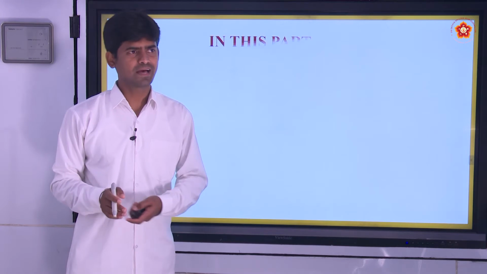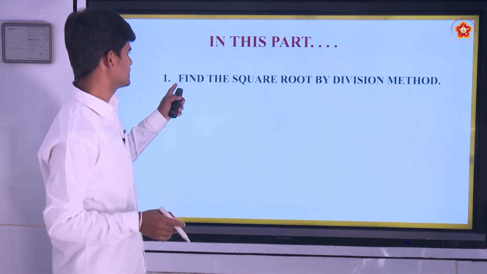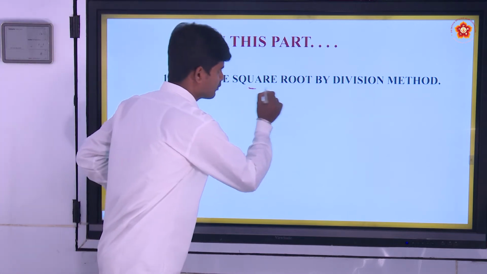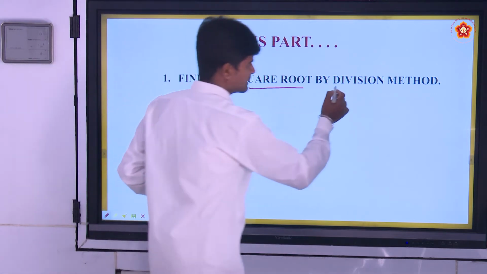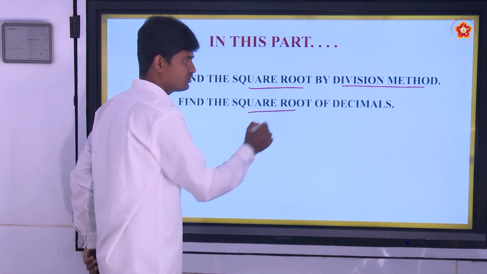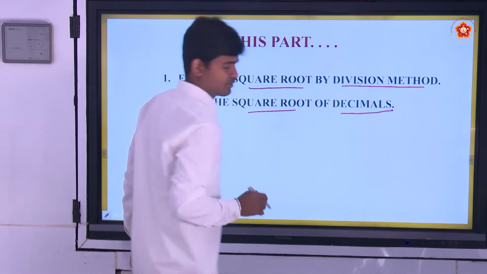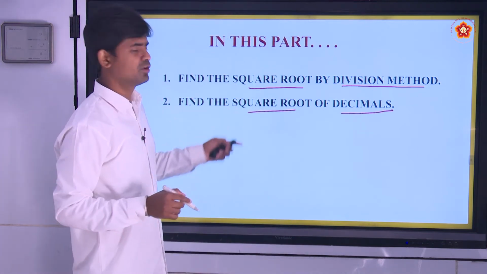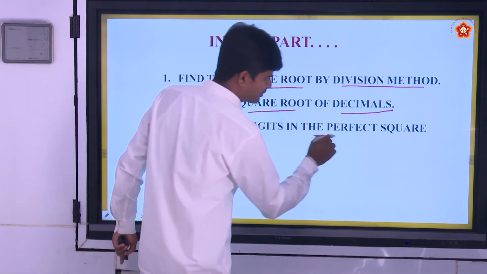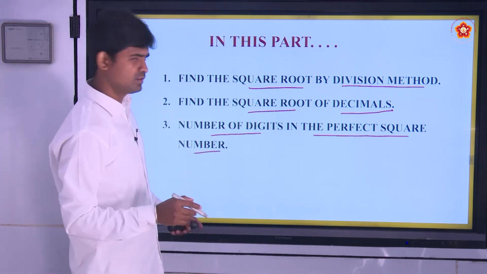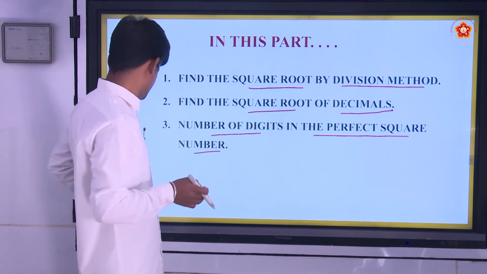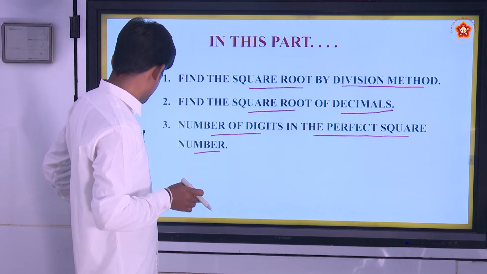Next, in this class we study how to find the square root by the division method. In this method, find the square root by which method? Division method. Second one, find the square root of decimals. You have to find the square root of decimals. Next, the number of digits in a perfect square number, meaning how many digits are in that perfect square number, you have to study in this video.